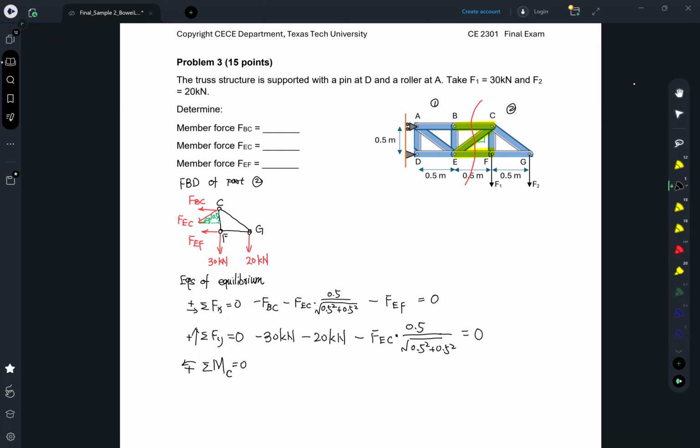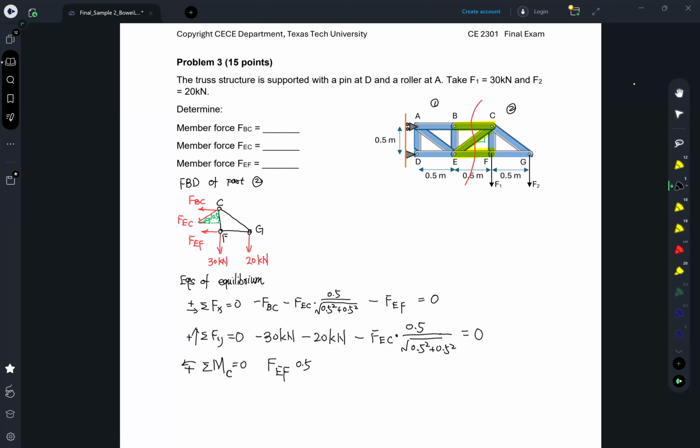Here it is actually C, because if you look at C, the lines of action of FBC and FEC all cross C, right? So that will only leave FEF in the equation, which lowers the number of unknowns. For the summation of moments about C, we first have FEC times the distance between its line of action and C, which is 0.5, right?